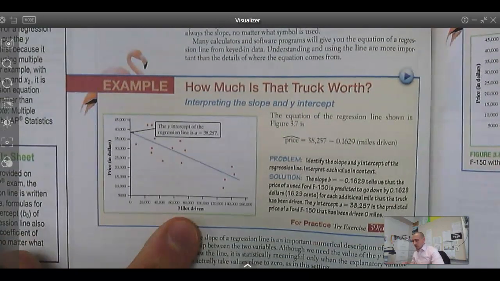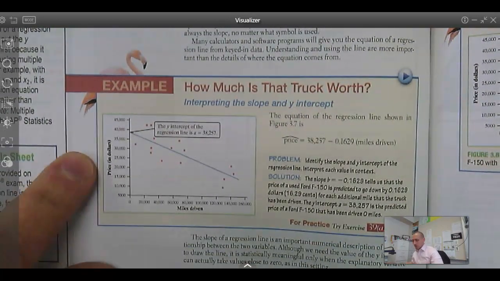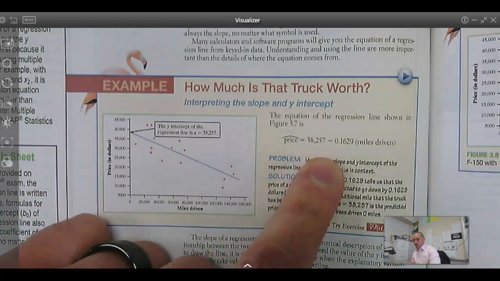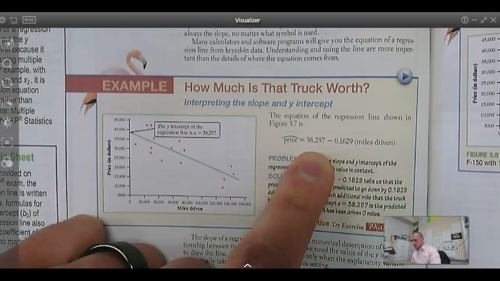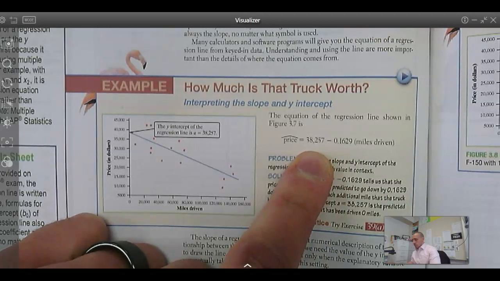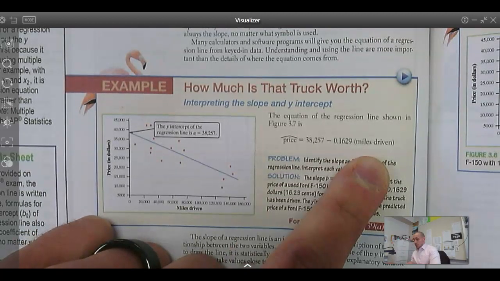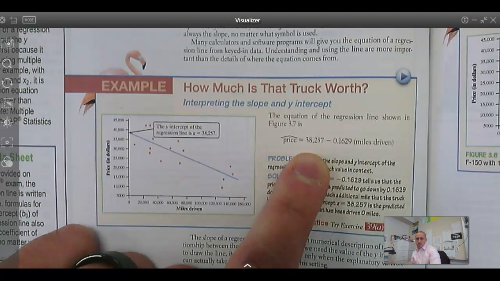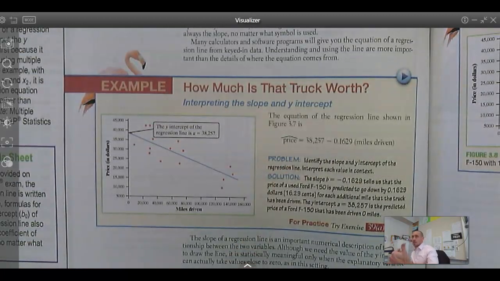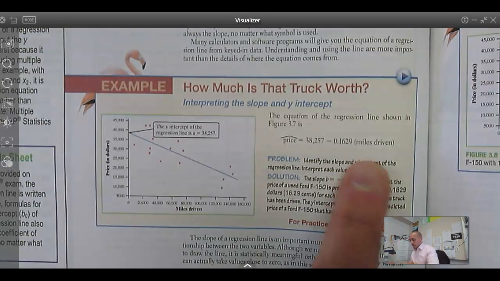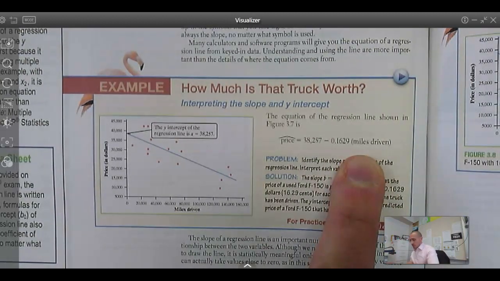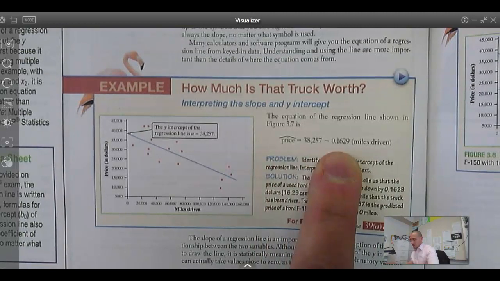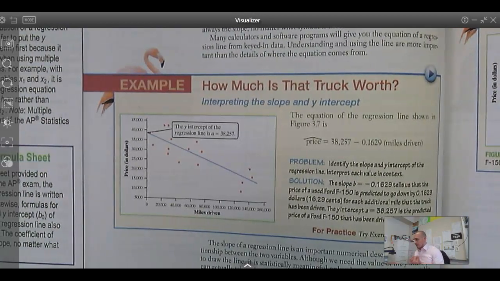So the context here is all these trucks, how many miles are on them, and what's the price that they sold. So you can see your least squares regression line equation here. So this y-intercept would mean we would predict that a car with 0 miles driven, a brand new car, or in this case truck, would have a sale price of $38,257. The predicted slope would be, as the number of miles driven increases by 1, we predict the price will decrease by $0.1629. Right? So that word predicted, we can't guarantee it's going to happen.